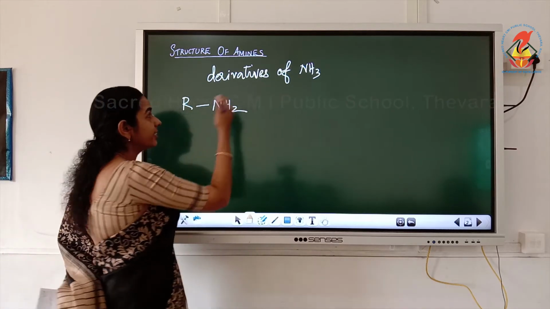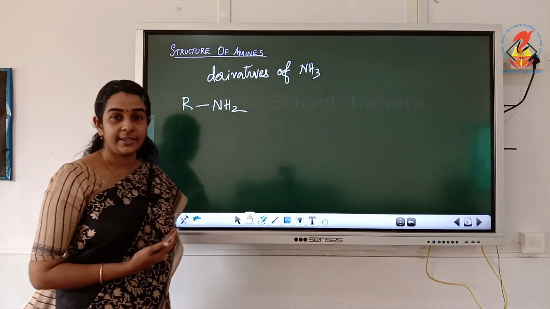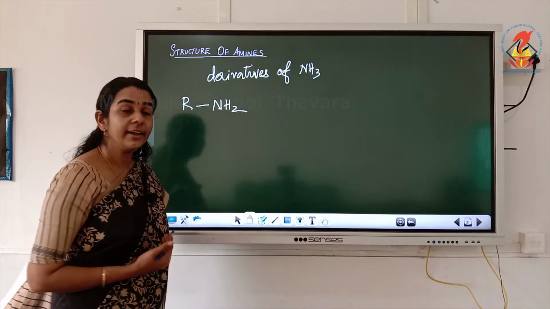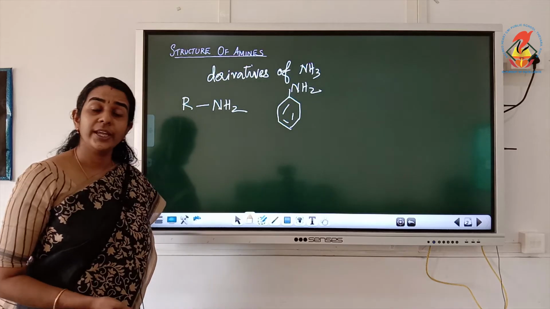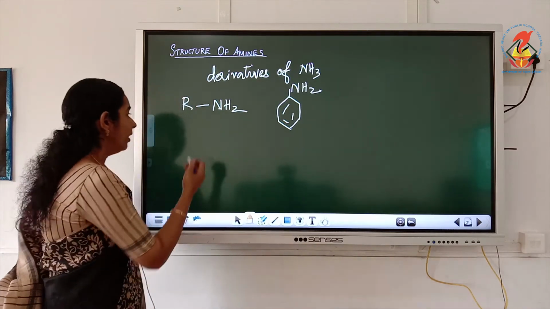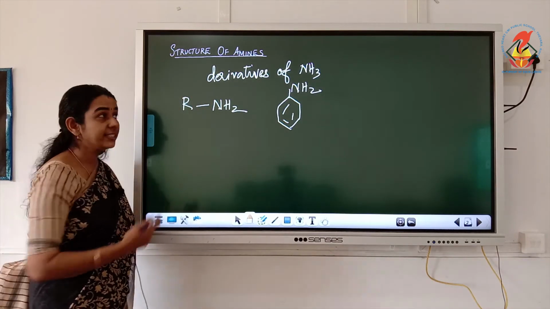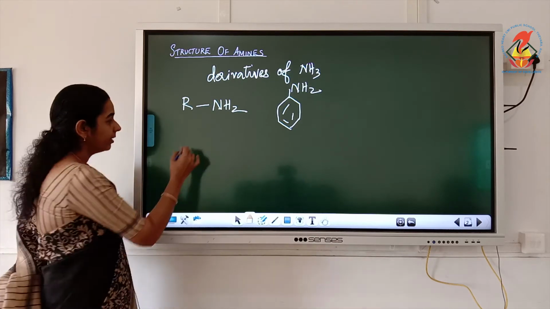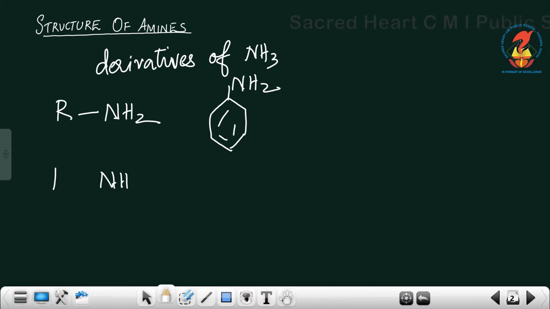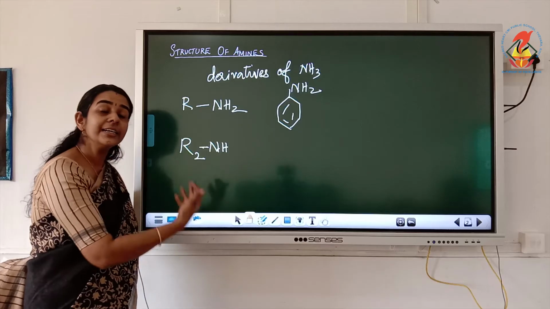Now here, instead of an alkyl group, if I replace one hydrogen by an aryl group, we will get a benzene ring with NH2. The benzene ring is an example of an aromatic system. Now in the second case, if I replace two hydrogen atoms of ammonia by two alkyl groups, NH3 will become NH, and with two alkyl groups it will become R2NH. This is another class of amines.